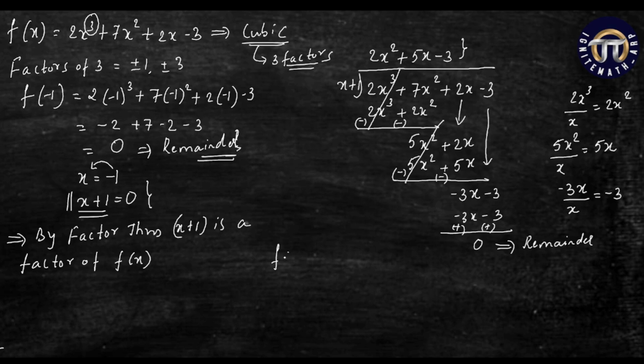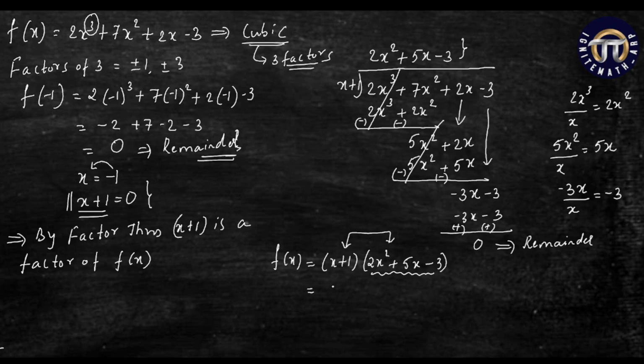So I can write f of x is equal to the product of factors, right. That is nothing but x plus 1 and 2x square plus 5x minus 3. When I multiply these two, I am going to get the given polynomial f of x. So as I told you, children, since the given polynomial is a cubic polynomial, it should have three factors. But I have got two factors over here. The second factor, if you observe, is a quadratic polynomial.